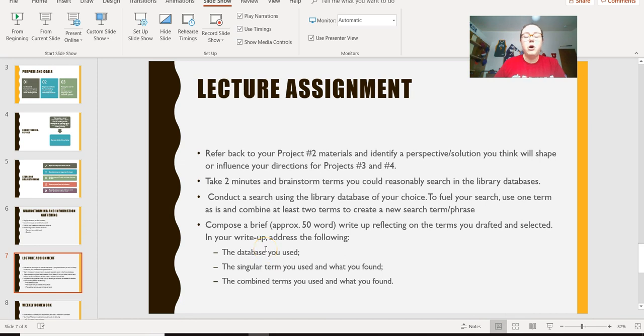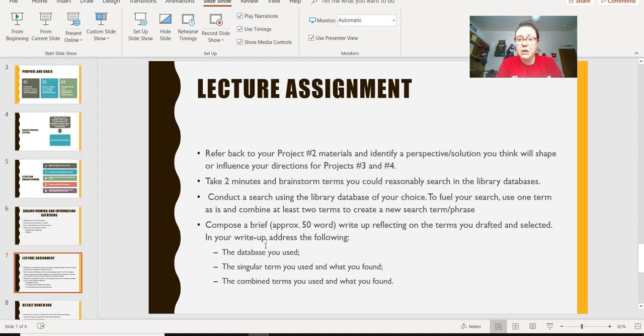Now, compose a brief write-up, so about 50 words, reflecting on the terms you drafted and selected. Now, in your write-up, I'd like you to address the following. I'd like you to talk about the database, or at least name the database you used. Again, that's entirely up to you, whichever one you'd like. I'd also like you to identify the singular term that you used and what you found from that, and then the combined terms you used and what you found.